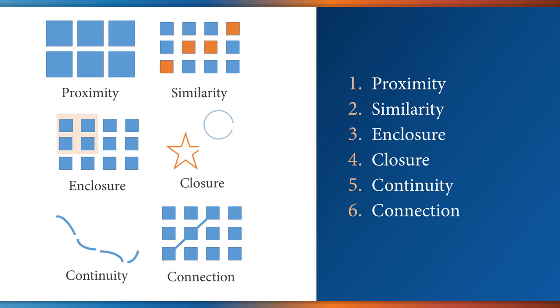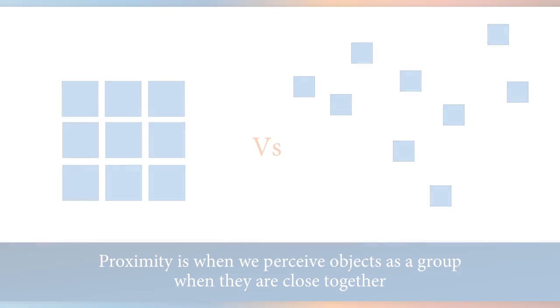The 6 principles are: 1. Proximity, 2. Similarity, 3. Enclosure, 4. Closure, 5. Continuity, and 6. Connection. Let's go into each of these.